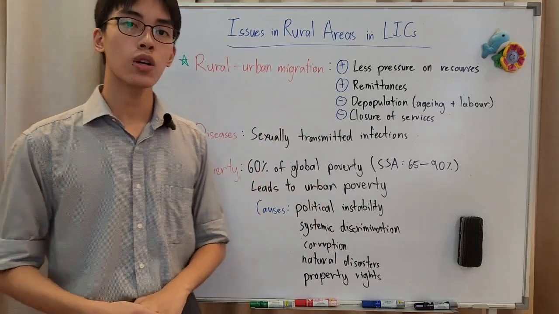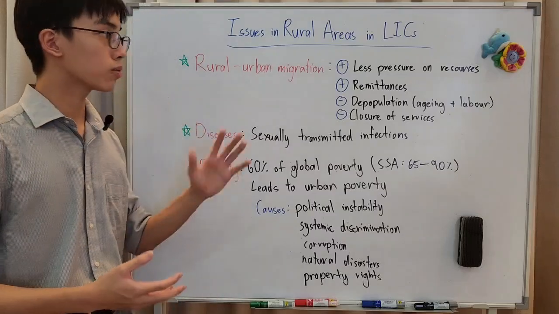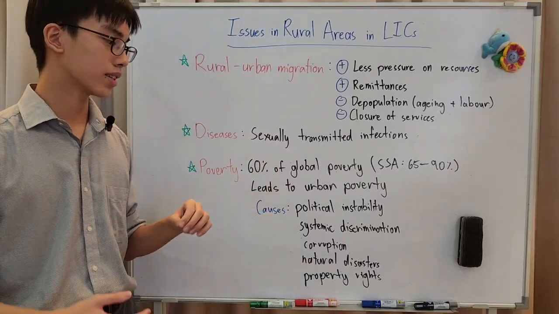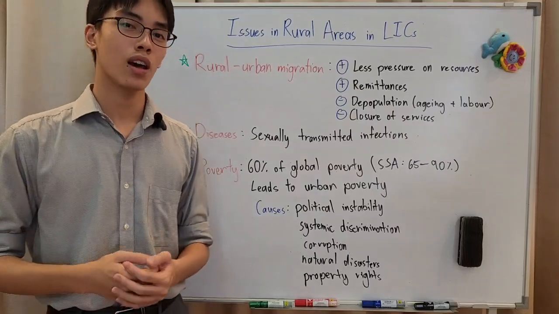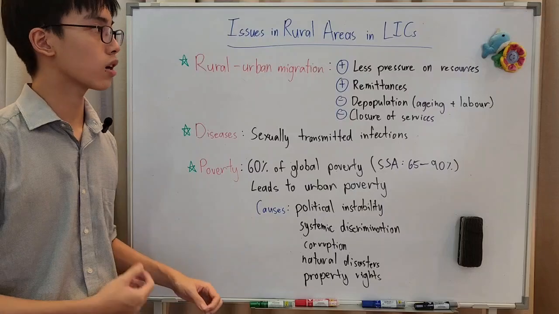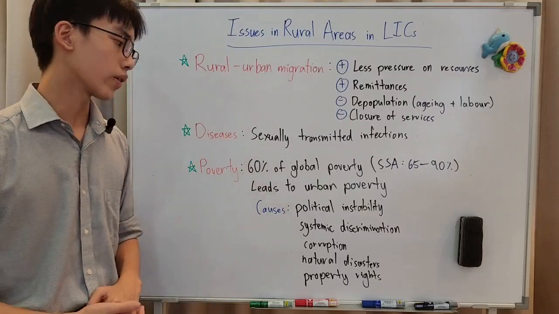Corruption is also another issue where aid money that gets sent to help these rural areas don't really get to them, and they are pocketed by politicians or just people transferring the money, and so you don't see the full effects of the money helping these rural areas.